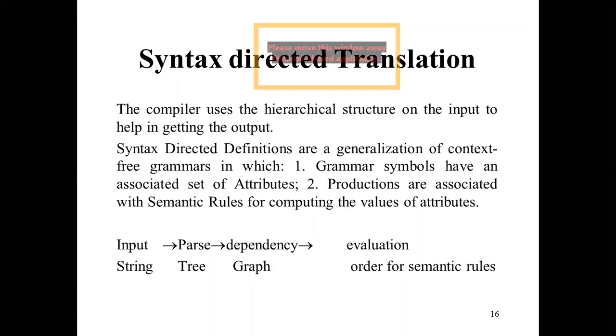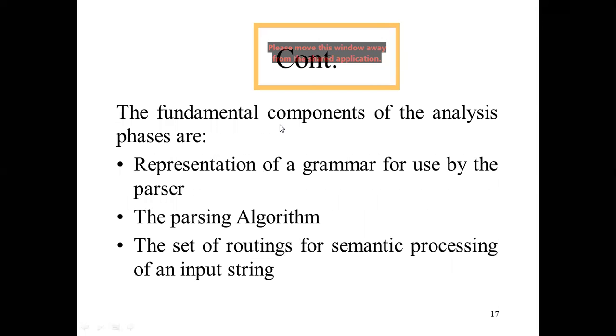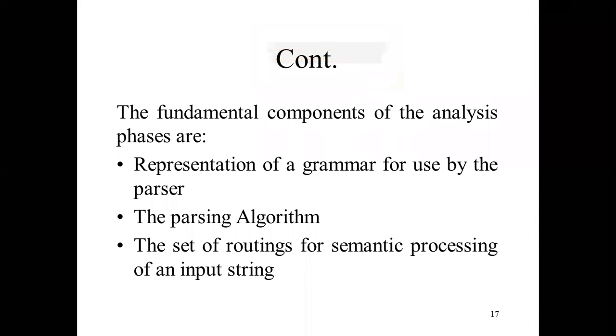Okay, so this is called syntax directed translation, and this translation depends on two things. First, the grammar symbols, which have an association with a set of attributes. Second, the productions, which have an association with the semantic rules. Now, the fundamental components of the analysis phases. First is the representation of a grammar for use by the parser. The parser is used to represent the grammar.